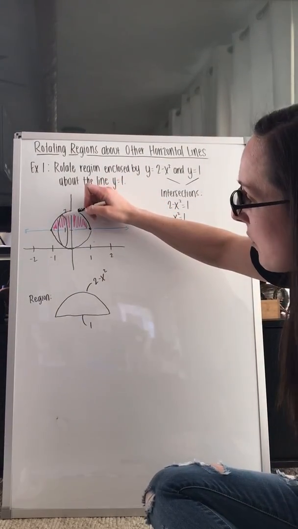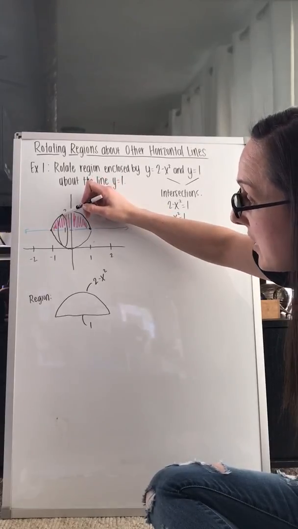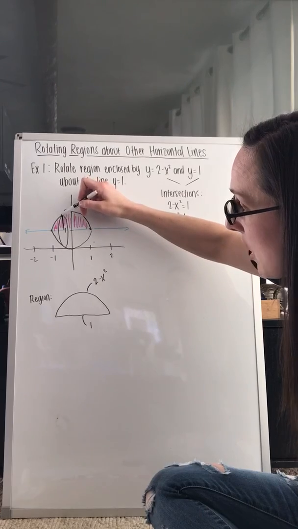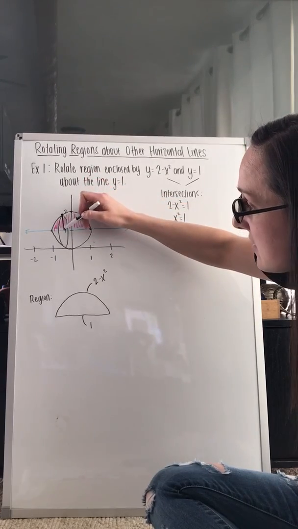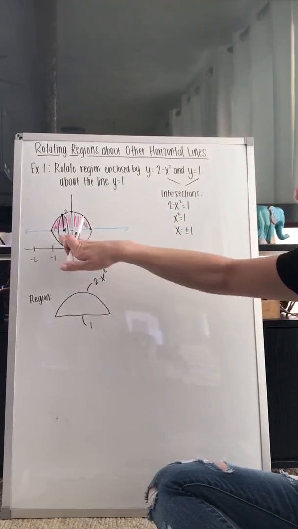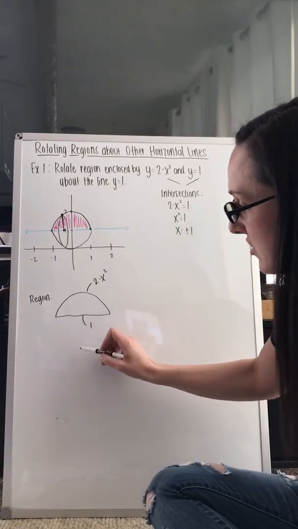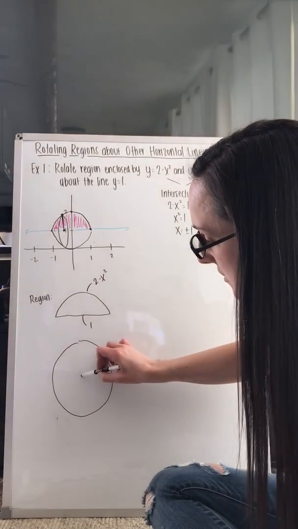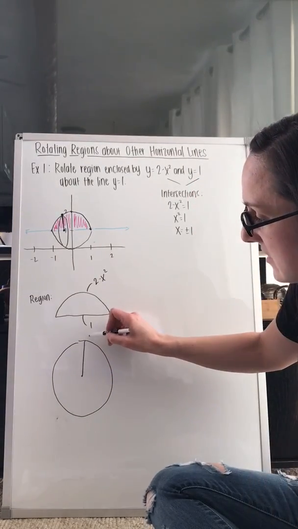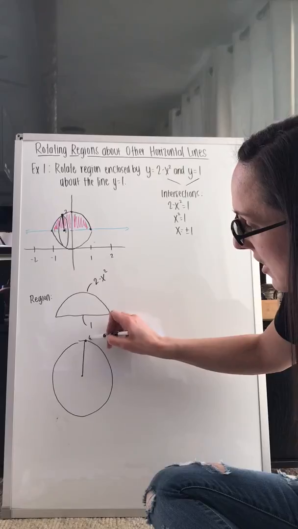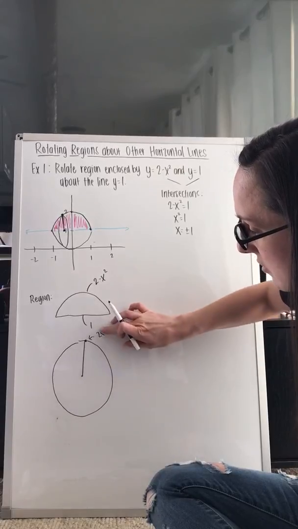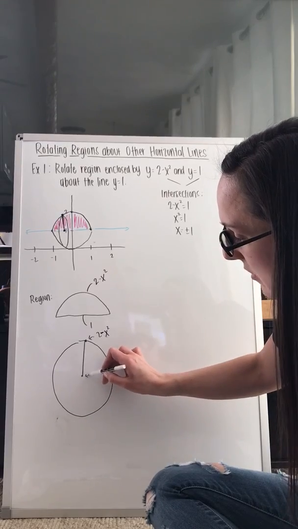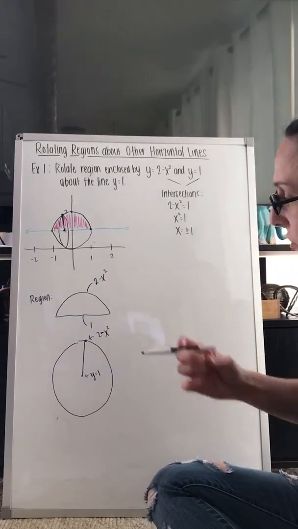So if I were to think about what's happening here, the radius of this cylinder is going from my top piece down to my horizontal line here. So I'll draw that separately down here. What that's going to look like is the radius starts up here at the 2 minus x squared, and the radius ends down here at the line y is equal to 1.